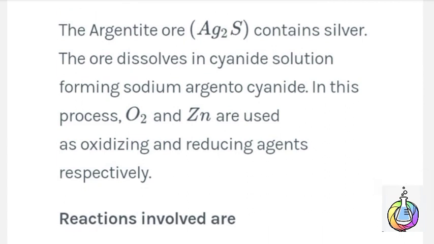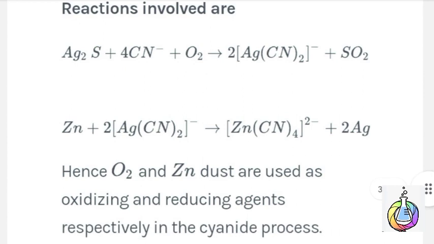The argentite ore, Ag2S, contains silver. The ore dissolves in cyanide solution forming sodium argentocyanide. In this process, O2 and zinc are used as oxidizing and reducing agents respectively. Therefore, option B is the correct answer for this question.